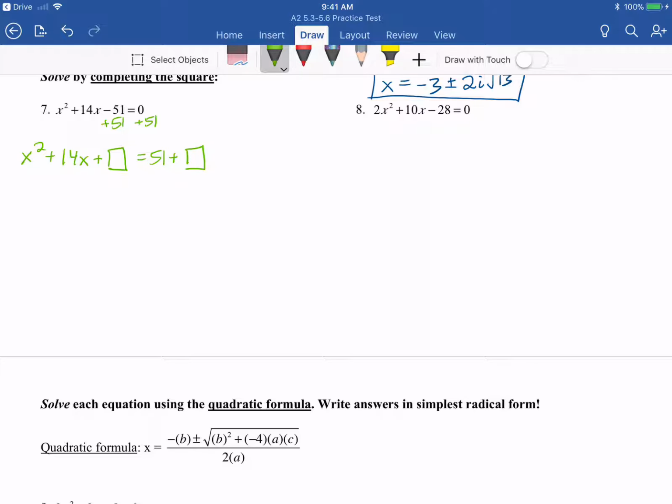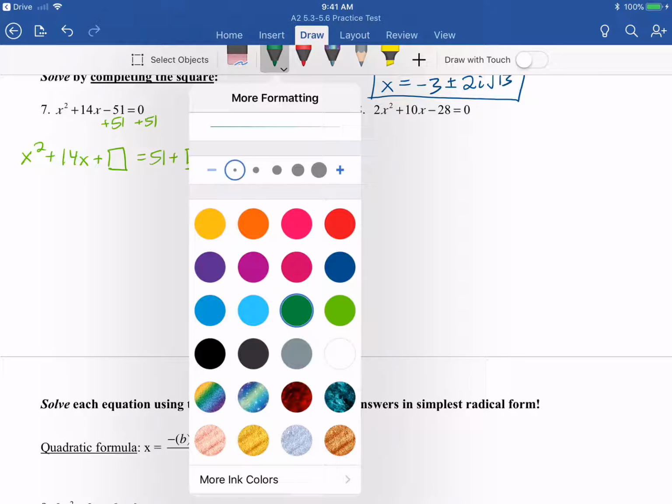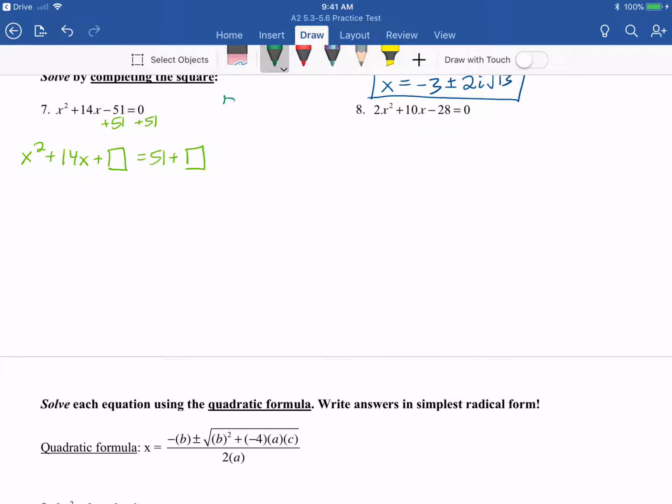All right, so now you have to ask yourself, hey, why did I put that box there? What goes in it? Remember that we talked about in class, b over 2 squared goes in that box. So now my b is 14, 14 divided by 2, and square that. 14 divided by 2 is 7, squared is 49. So I put that 49 in that box. So I go 49, 49.